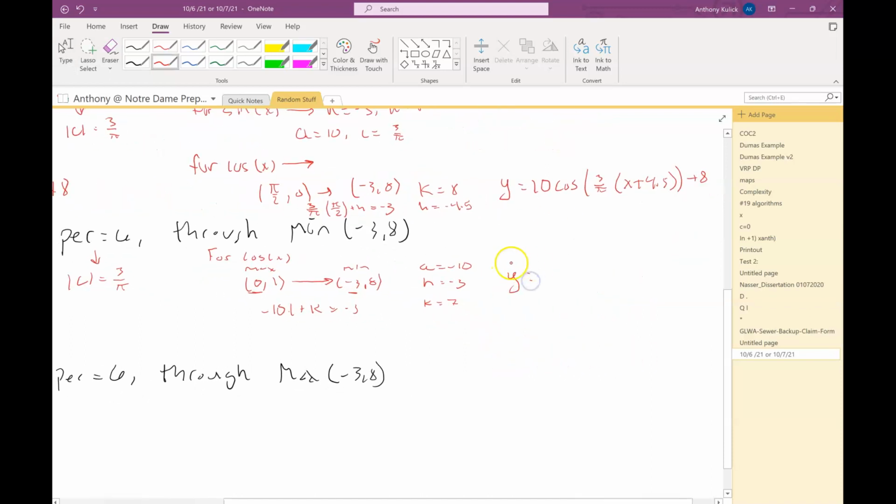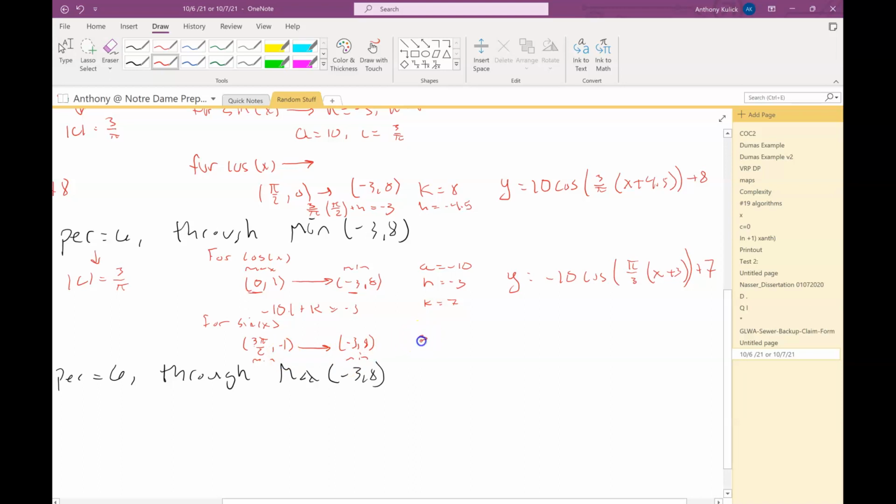So that's going to, and again, I'm just going to pick a positive value for c. So I have negative 10 cosine of pi over 3 times (x + 3), plus 7. Now if I'm doing it for sine, I can pick an extreme point for sine. I'm going to pick the minimum for sine, which is at 3 pi over 2 comma negative 1. And that's going to this minimum, negative 3, 8.